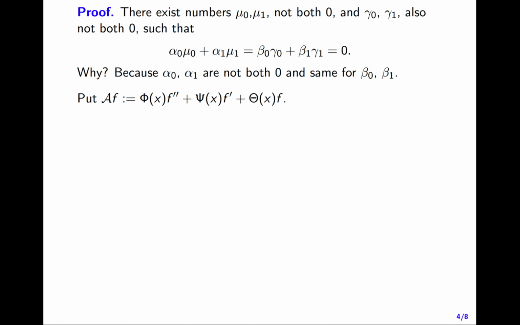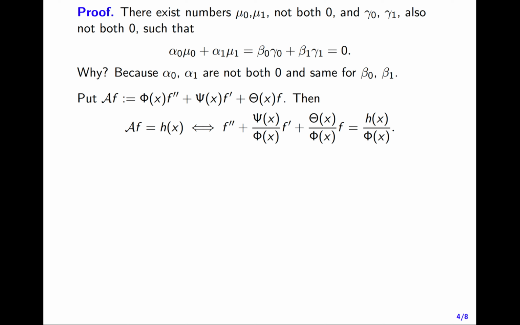Now, for shorthand, let me call my differential operator A. So A on f will be phi of x f double prime plus psi of x f prime plus theta of x times f. And then I'm able to solve the equation A on f equals h if and only if f double prime plus psi of x over phi of x f prime plus theta of x over phi of x f equals h of x over phi of x. Right? Easy peasy, just dividing by phi of x because I assumed that phi is never 0.